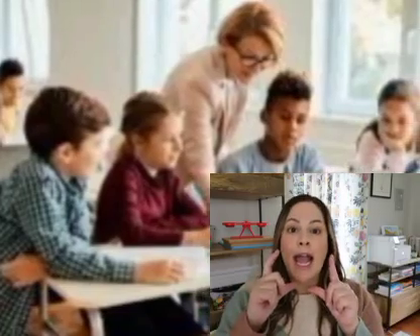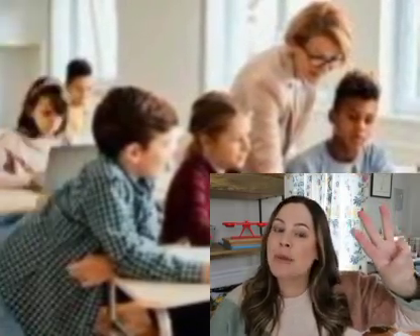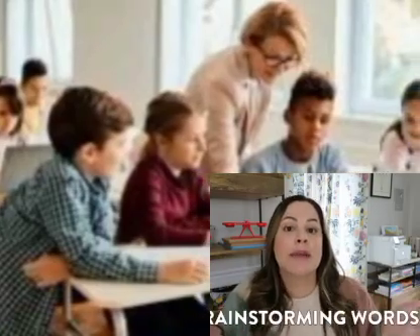If you don't happen to have individual mirrors, you might want to get one per group and they can pass it around. You can also have students look at each other and make that "ah" sound. This way you can have them check one another, and if you do it a couple times, it gives you a minute to kind of scan the room quickly and see if you need to do any redirection. After students have practiced that sound a few times, we move on to step 3, which is brainstorming words.